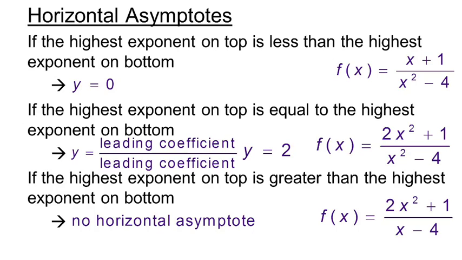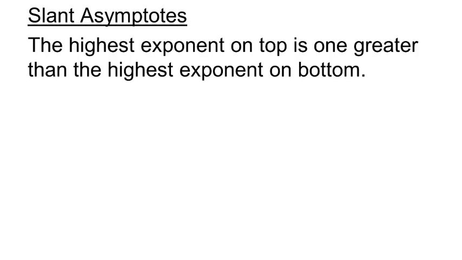Okay, now I'm going to go on to the slant asymptote. If you need to pause, please do. The slant asymptote is when the highest exponent on top is exactly 1 greater than the highest exponent on the bottom. So if I have (x squared minus x) over (x plus 1), 2 is exactly 1 more than the exponent of 1 on the bottom. When this is the case, we have a slant asymptote.